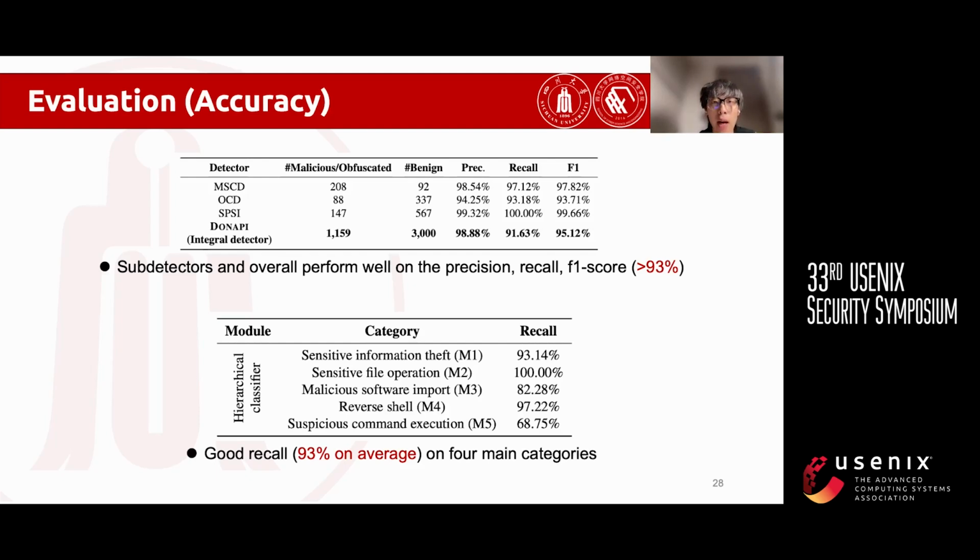Next, we test our hierarchical classifier and we can see that DONAPI achieves good recall on the main top four classes of malware packages. For M5, after analyzing the missing samples, we found that the unsatisfactory recall rate is mainly due to code obfuscation and incomplete behavior sequence. Therefore, we will improve the detector based on such samples.